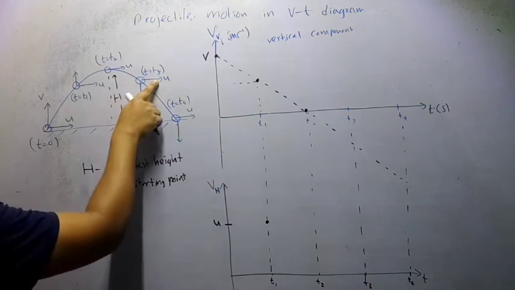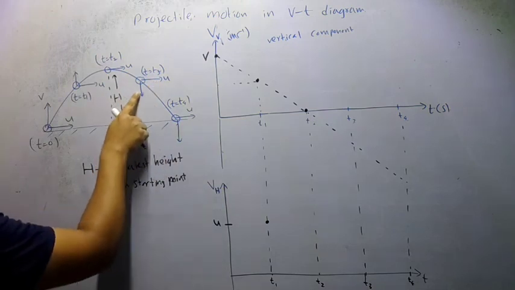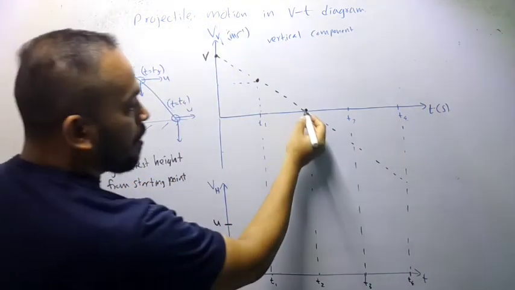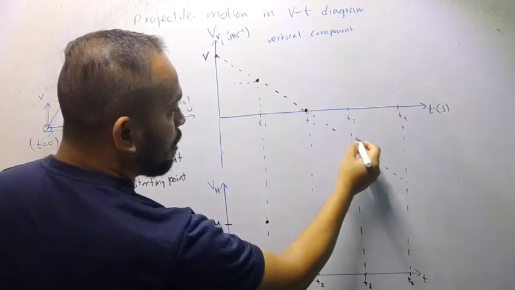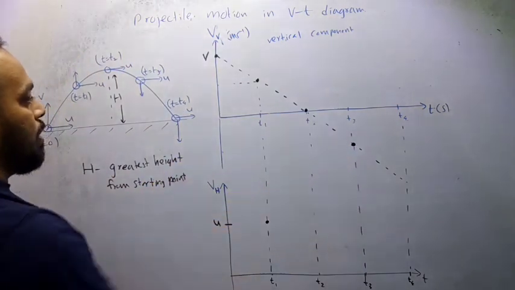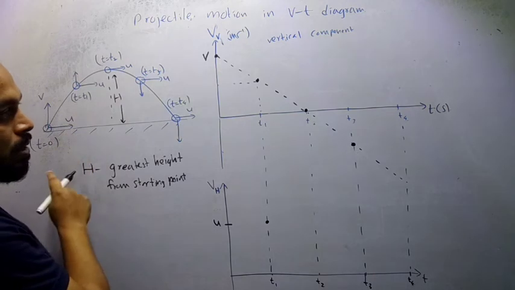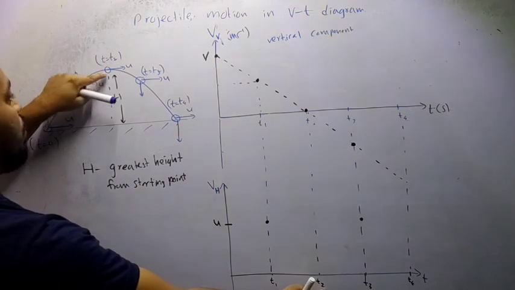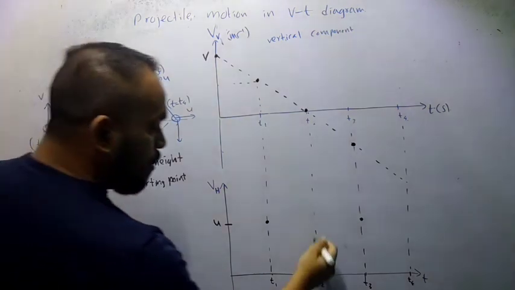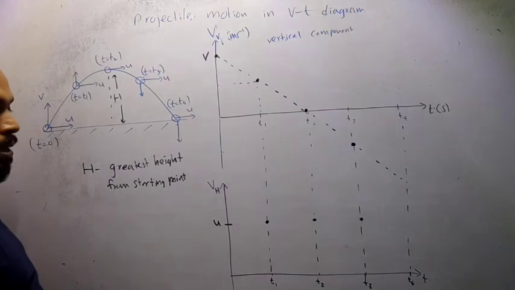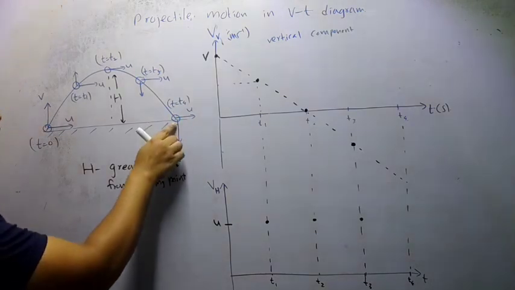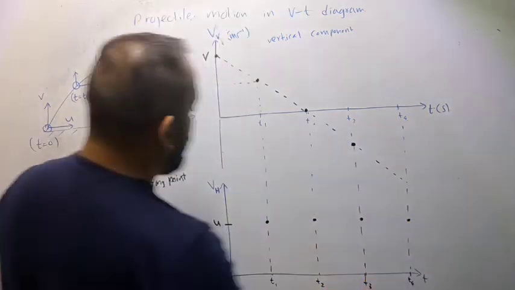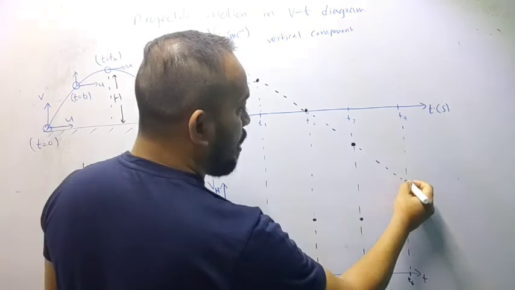Next T3. It has gone downward, the direction has changed, so it should be negative. T3 is where this straight line cuts. That velocity is negative. What about the horizontal velocity? That is also u. So at T2 the horizontal velocity is u. It doesn't change. At T4 it has landed, as I have drawn it. Horizontal velocity again u.